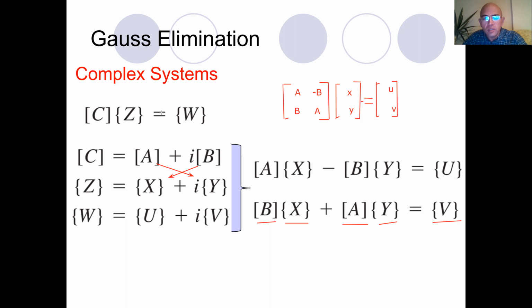Now, as you see, since C is an n by n matrix, A is an n by n matrix, and B is an n by n matrix, my modified coefficient matrix will be a 2n by 2n square matrix. Again, X is a column vector of n, Y is a column vector of n. Now my new unknown variables will be a 2n column vector. The right hand side will also be a column vector of 2n. So this is how I can solve complex systems of linear equations.